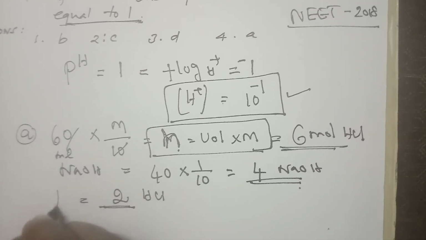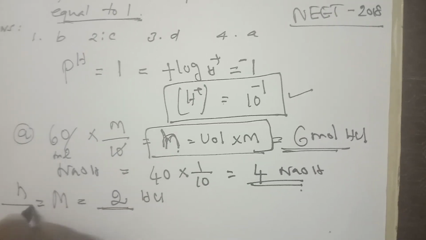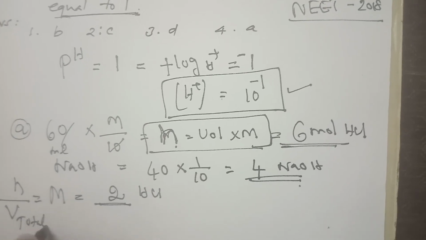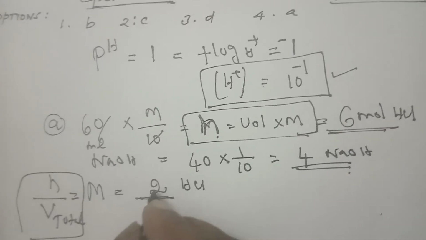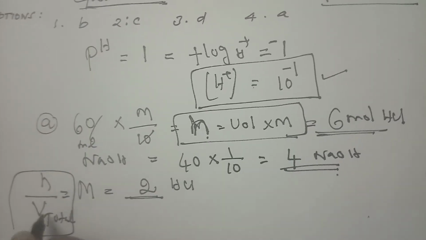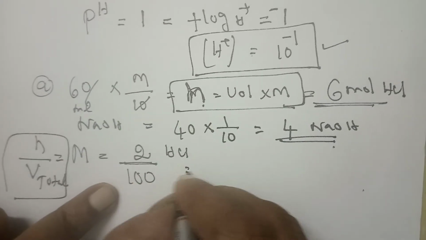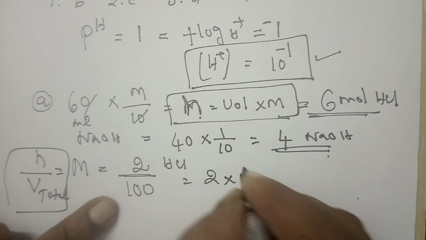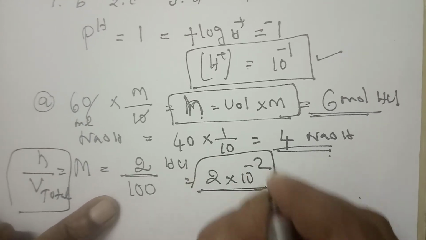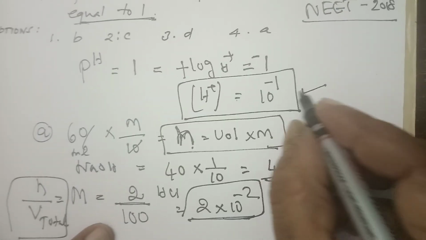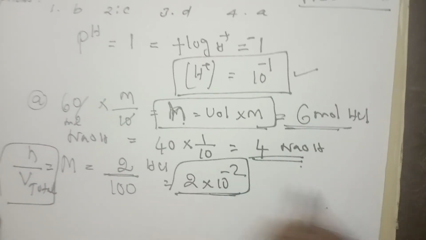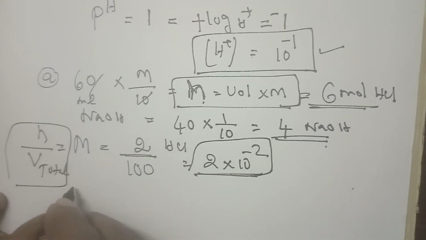Concentration is equal to number of moles divided by total volume. The number of moles left is 2. The total volume, you can add it, 60 plus 40 is 100. So the concentration is 2 into 10 power minus 2. What I want is only 10 power minus 1. So this is not the answer. Like this we have to go one by one.